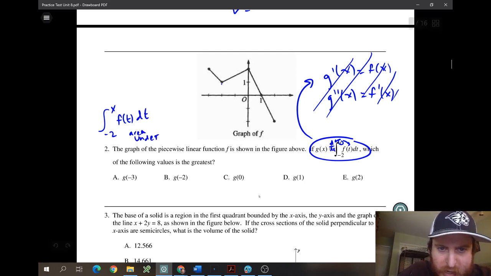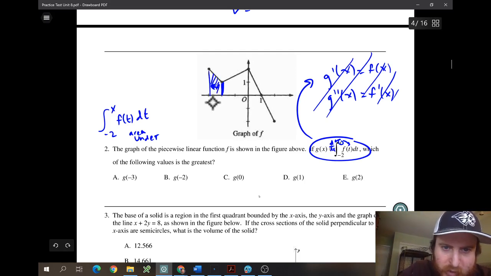So we're starting at negative 2, though. Be careful that we're starting at negative 2. So when we go to negative 3, this is actually backwards. So this is actually a negative area. So this is a negative area.